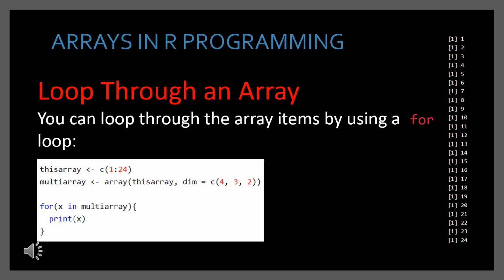Can we loop through an array? Yes, we can loop through an array by using the for loop. The for loop syntax is for (x in multi-array) print(x), which means the for loop takes x from multi-array, our array, and prints the items one by one. The x value is the value coming from multi-array each time, from the starting point to the end point. The starting value is 1 here and the end value is 24, so it is printed from 1 to 24.